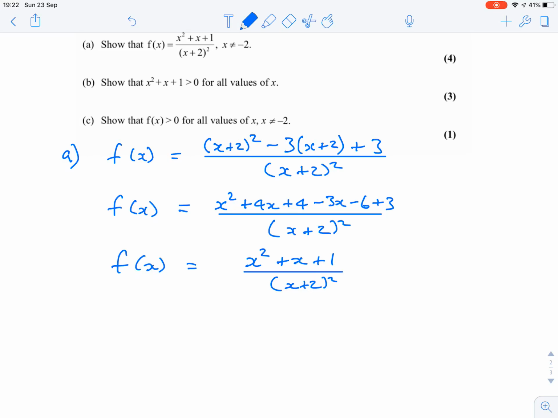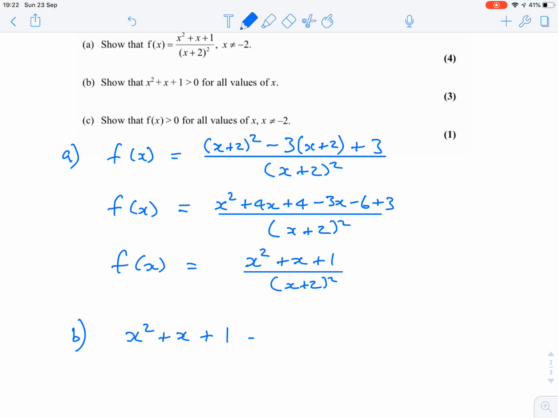Now the next two parts of this question are not really about algebraic fractions, but they demonstrate how an A-level question can be put together, linking other parts of the syllabus. So part B, show that x squared plus x plus 1 is greater than 0 for all values of x. We do this by completing the square.